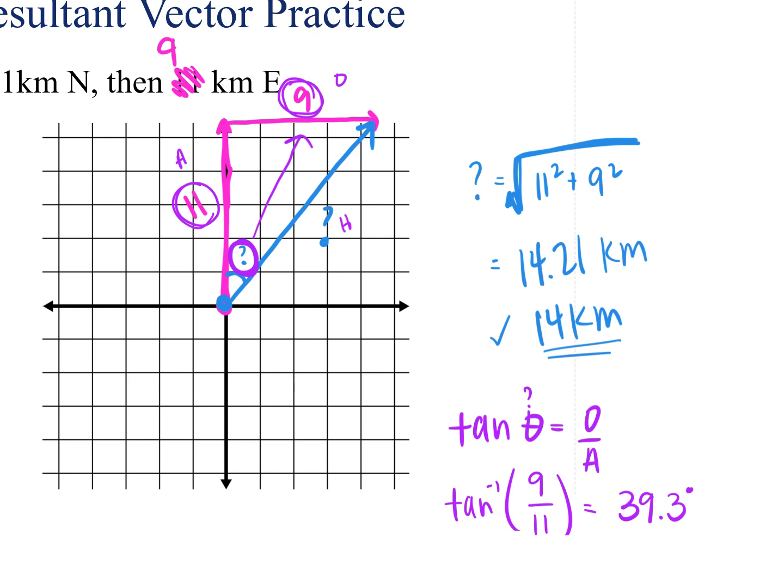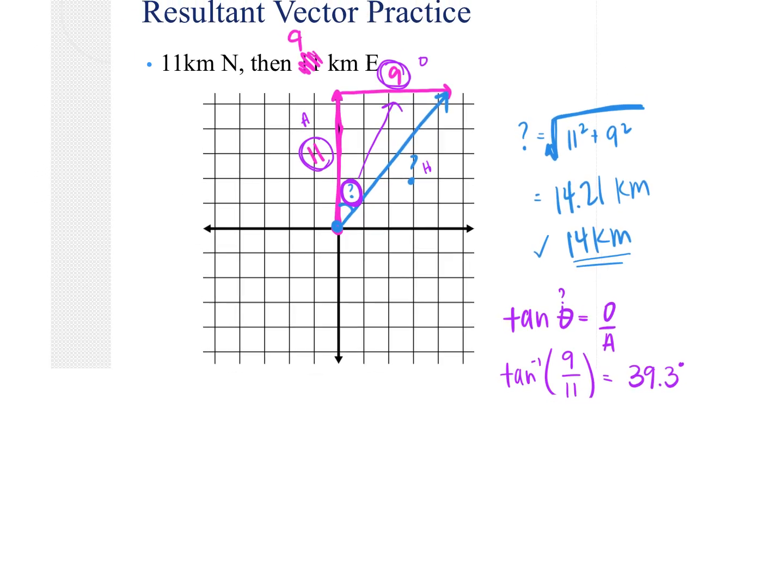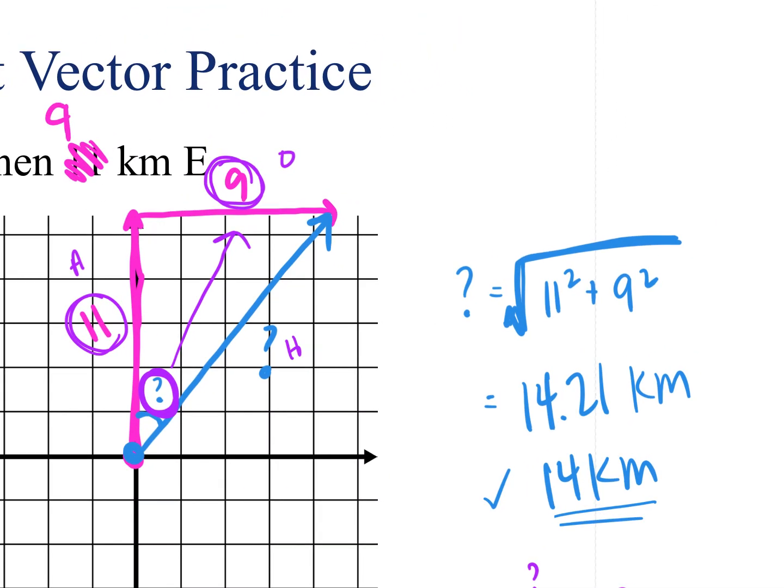Okay, so now we're getting close to a final answer, but we're really not even there yet. Our final answer would be written something like this. Let me still keep our triangle. It would be 14 kilometers at an angle of 39.3 degrees. And here's my other question. Can I just say northeast?